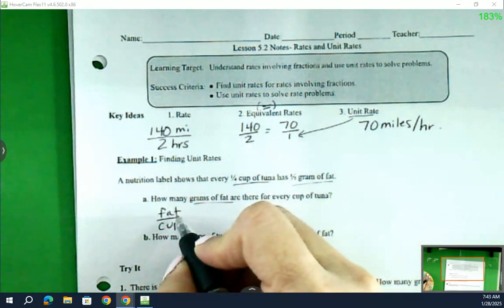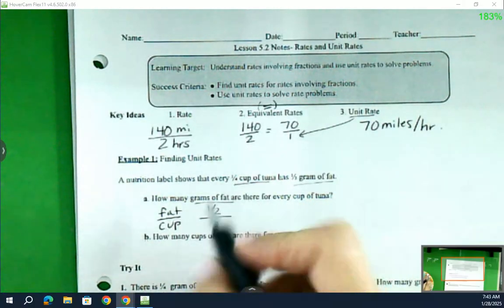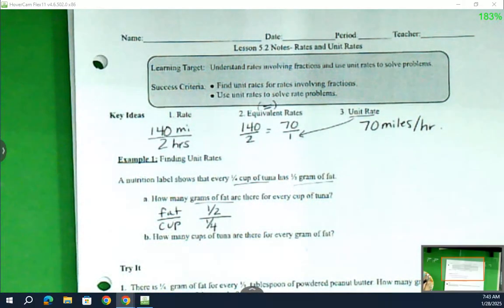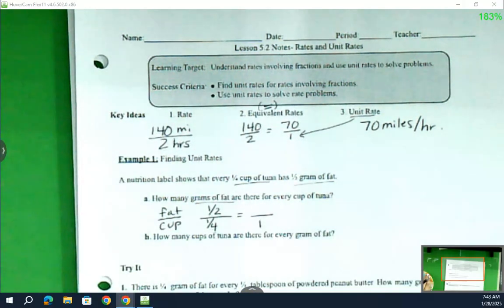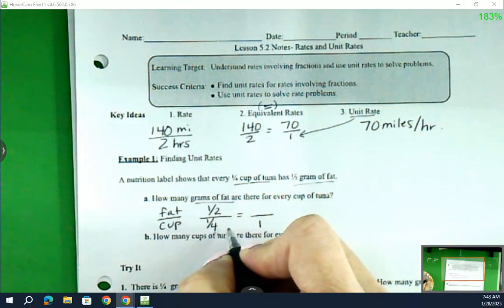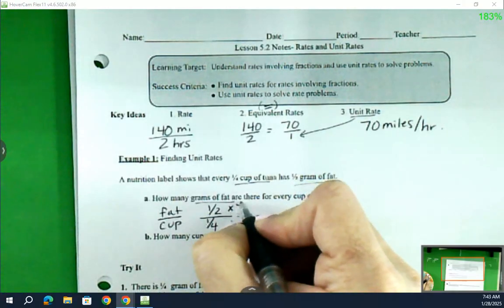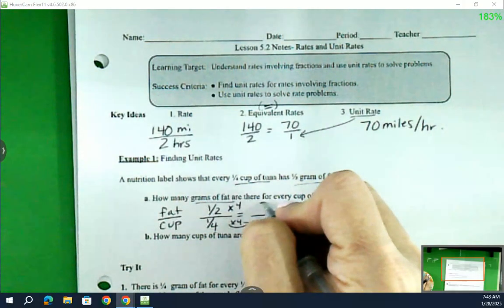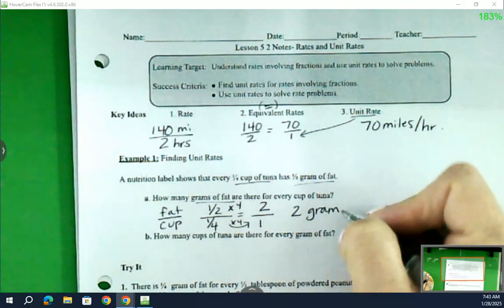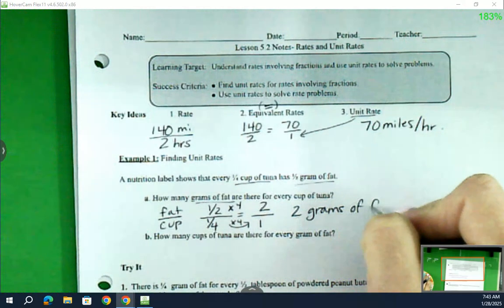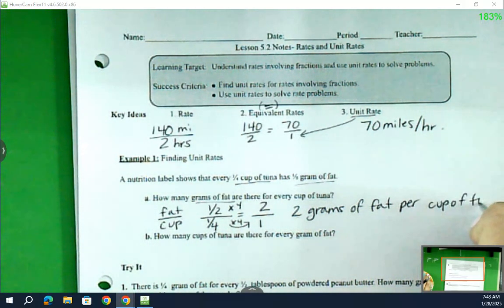So we're going to have to do the fat first, which is the 1/2 out of a total of 1/4 cup. And so to get the unit rate, we want the fat per cup. So we're going to have to do 1/4 times 4 gives me 1. So I'm going to do 1/2 times 4, which works out to be 2. So then we would say 2 grams of fat per cup of tuna.